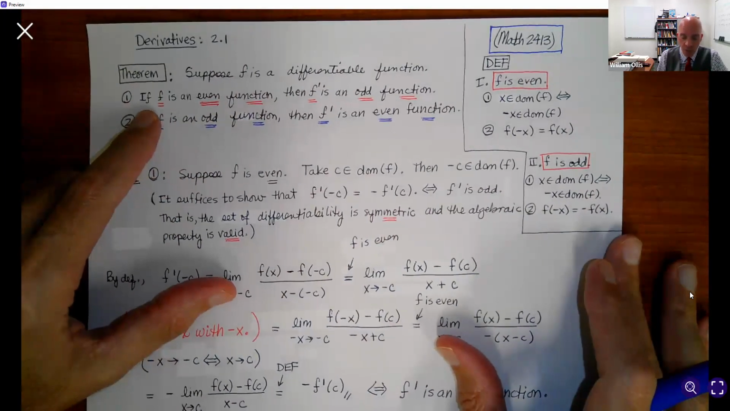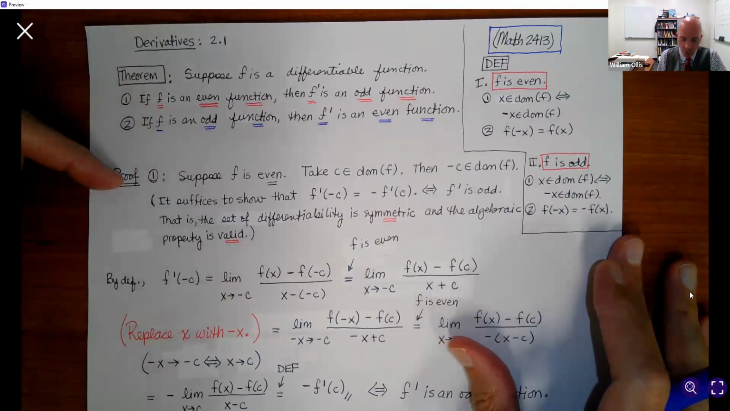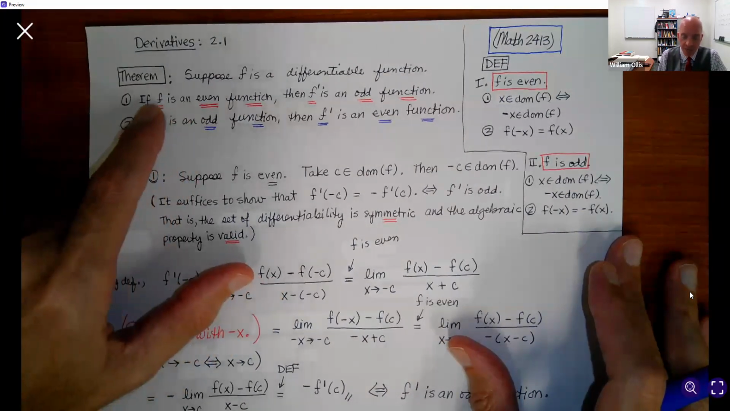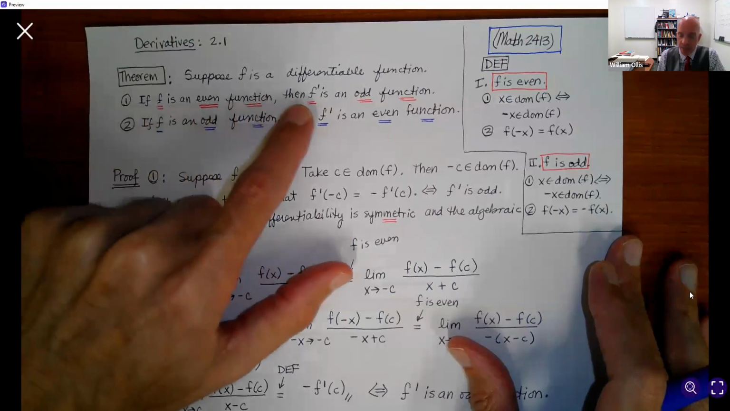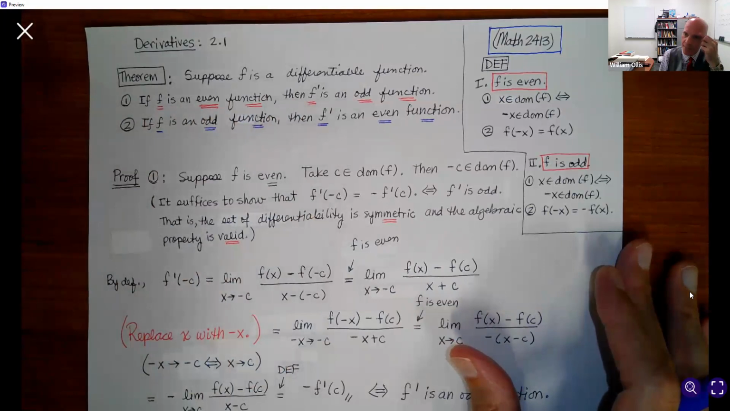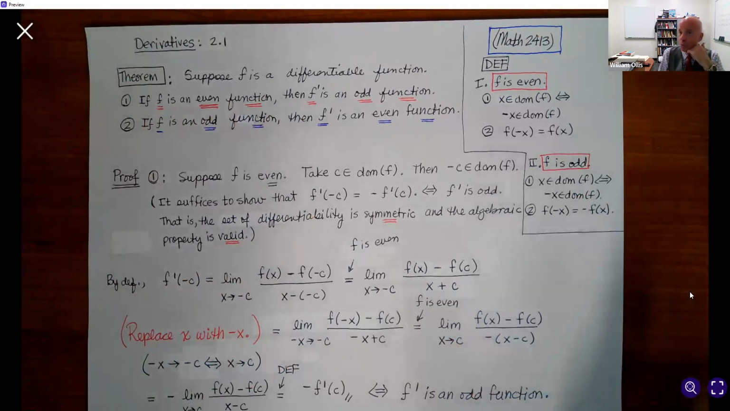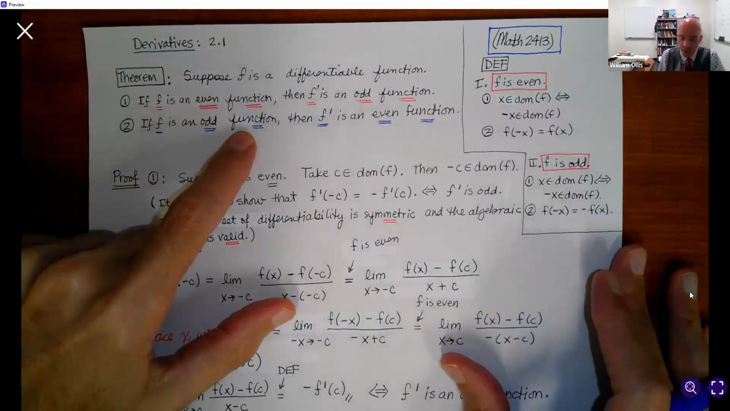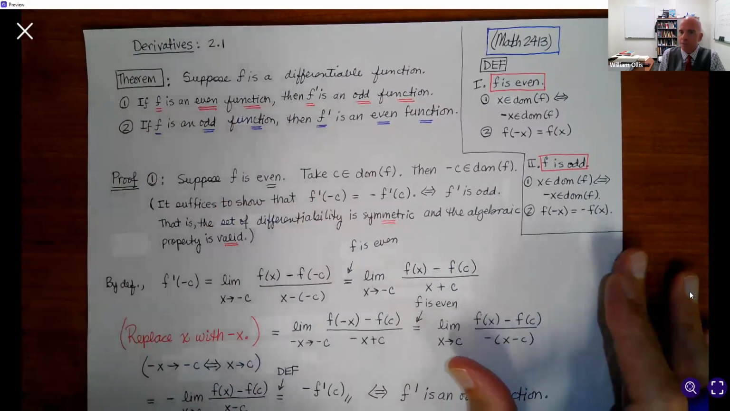And what I'm doing is proving one. You can prove two with a similar technique. I'll say if f is an even function, then the derivative f prime is an odd function. How fascinating. I mean, it's true. And then, of course, if f is an odd function, then f prime is an even function.